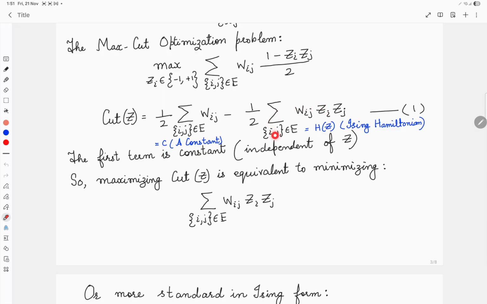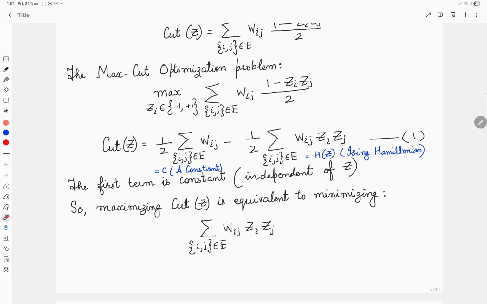Now the second term is actually, I have explained in one of the videos about the Hamiltonian that we will get in the classical Ising model. So this term actually resembles the Hamiltonian obtained in the Ising model. So therefore, let me call this term Hz, and this is basically the Ising Hamiltonian.